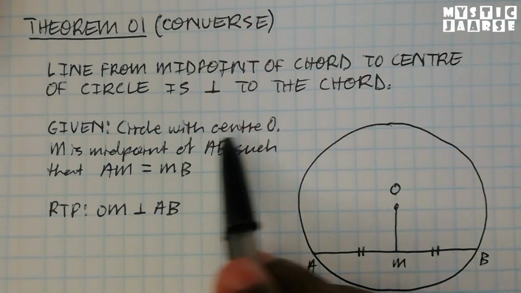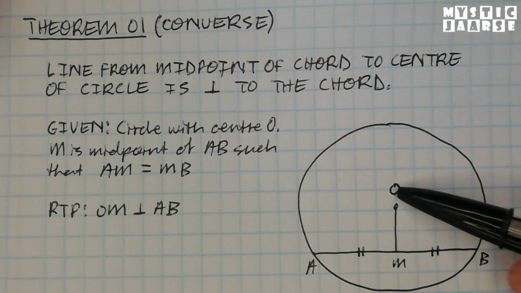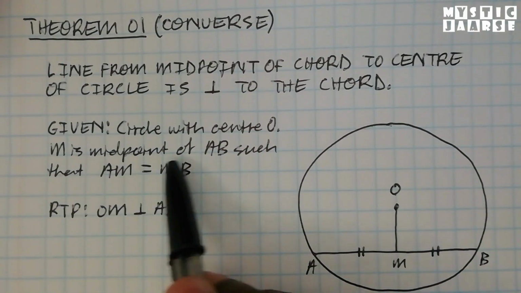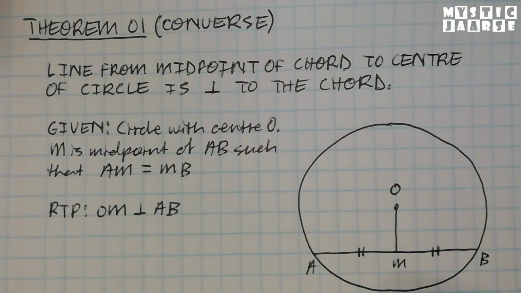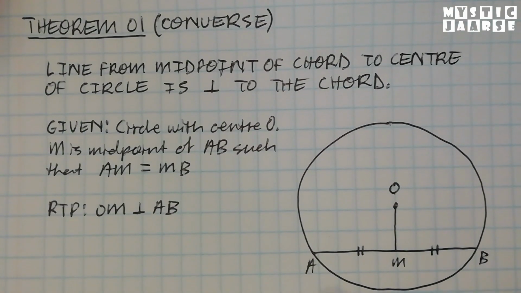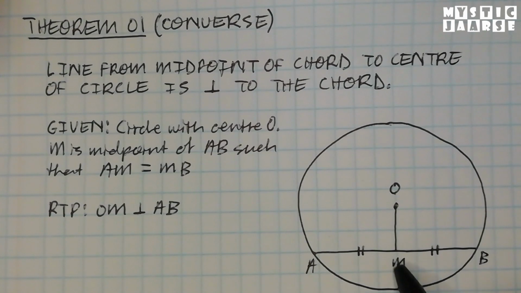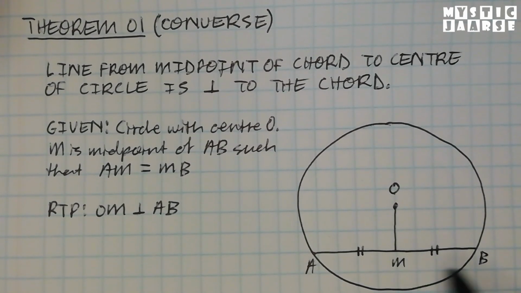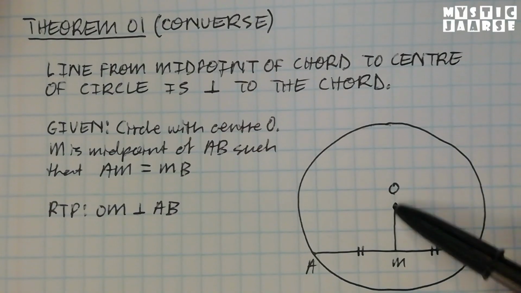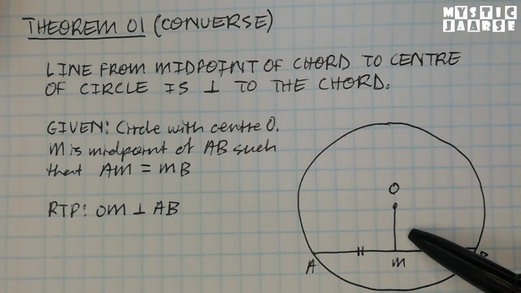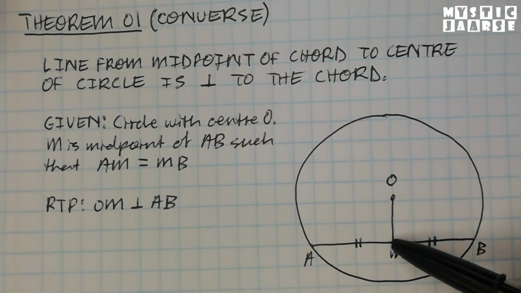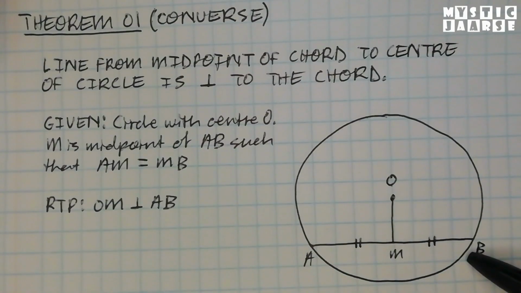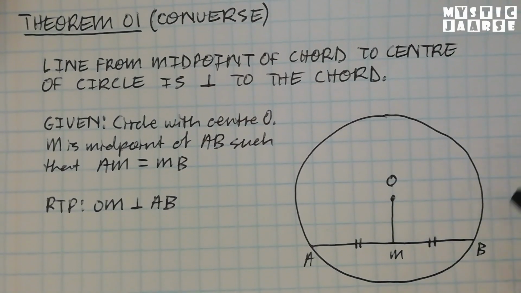Given a circle with center O, M is the midpoint of AB. So we are given that length AM is equal to length MB, right? And we are required to prove that this line is perpendicular to the chord. A line drawn from the midpoint of a chord is perpendicular to the chord.